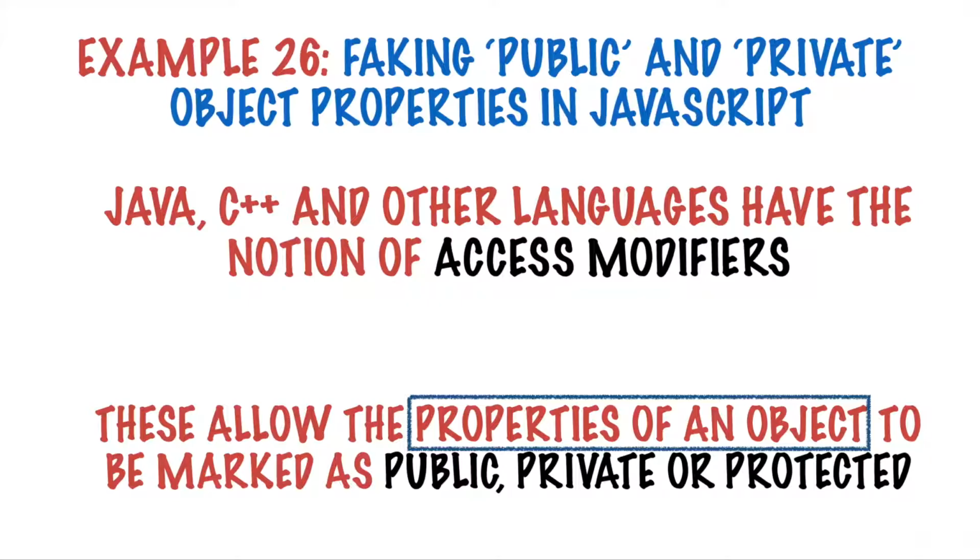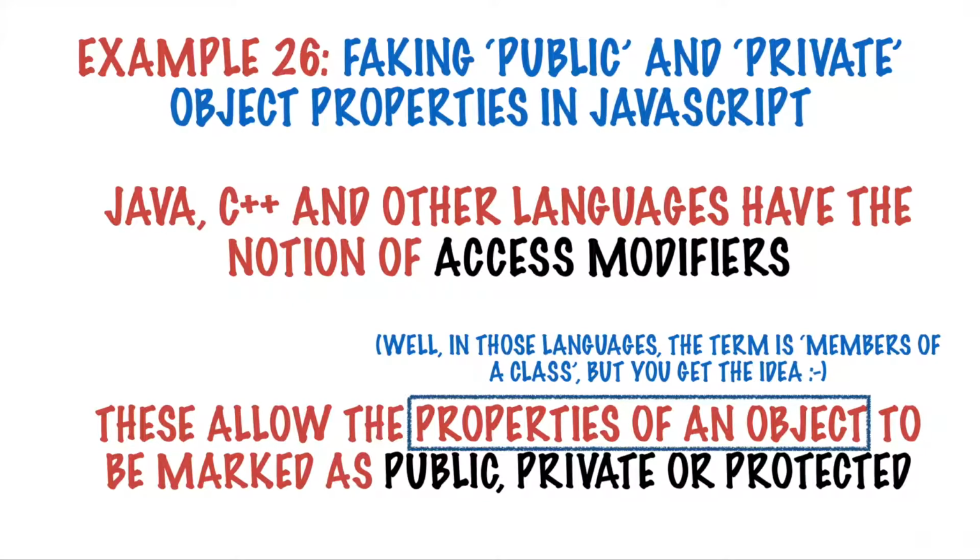So the properties of an object is a very JavaScript term. In Java or C++, you'll call it members of a class, but they mean exactly the same thing. So the members of a class or the properties of an object in JavaScript can be faked to be public or private and made to work just like access modifiers, public, private, and protected work in Java or C++.